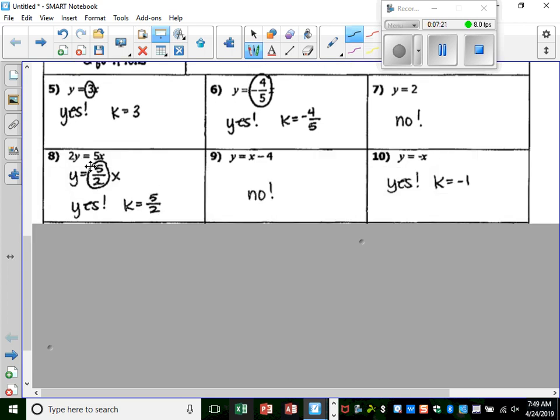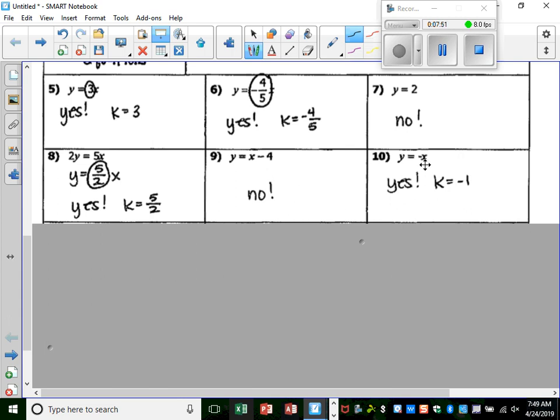Okay, moving on. Obviously, again, you got to solve for y first. So when I divide by 2, I have y equals 5/2 x. Yes, it is direct variation. Okay, and our constant is 5/2. All right, this is a no. What form is this in? Yes, this is slope-intercept form, y equals mx plus b form. So that's slope-intercept form, that's a no.